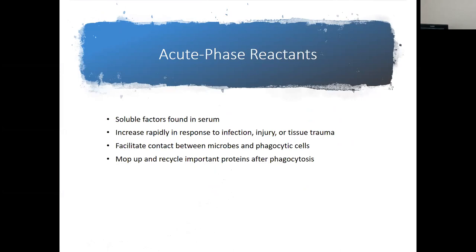Acute phase reactants, we talked about these, like the C-reactive protein we introduced earlier. They're soluble factors found in our blood, okay? They increase rapidly when we get infection, injury, or tissue trauma. And it's not always just infection that revs up our immune system, okay?